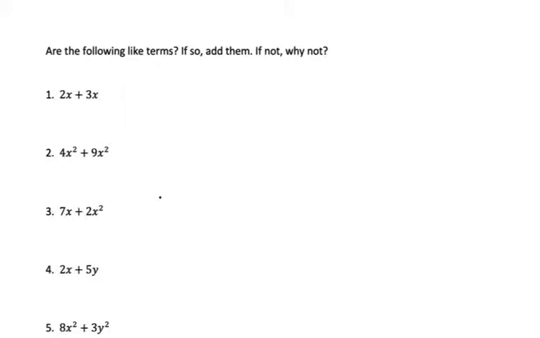So number 1, we have 2x plus 3x. Those both have an x with no power on it, or you could say a power of 1. So that means they are like terms. And when we add them, we add the numbers in front, and the variables don't change. So this is going to add to 5x. Basically, we're saying we have 2x's plus 3x's. That means we have a total of 5x's.